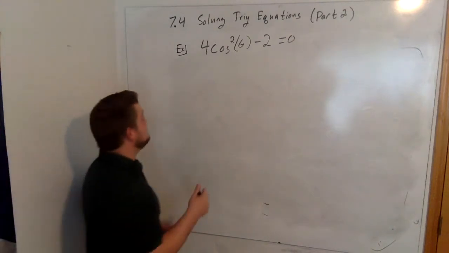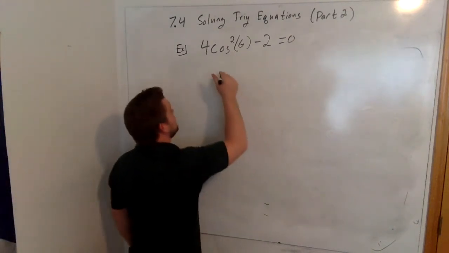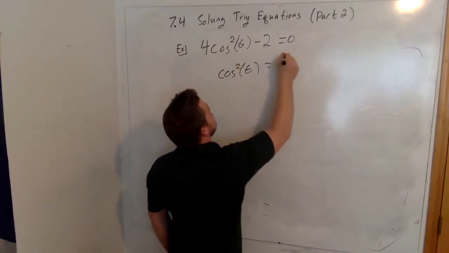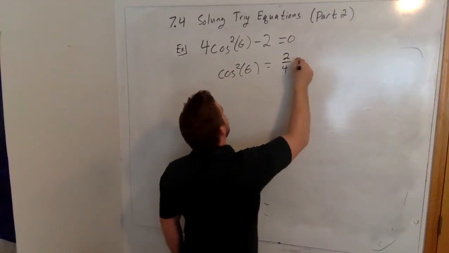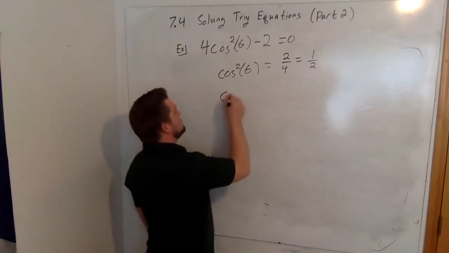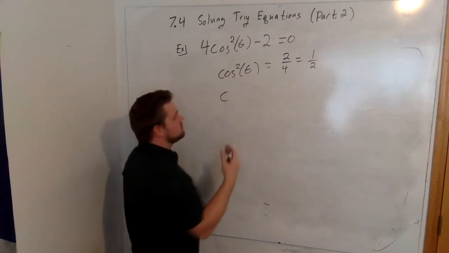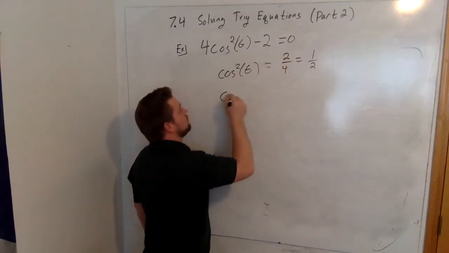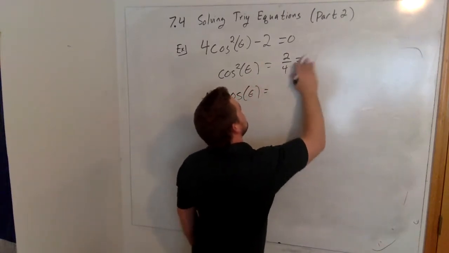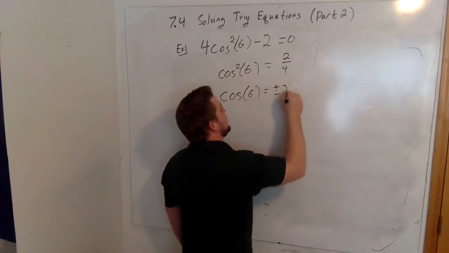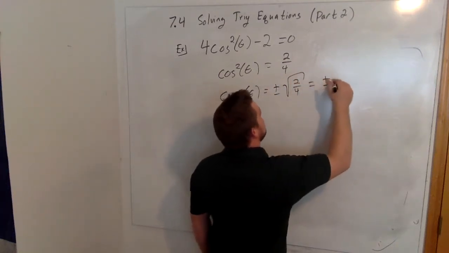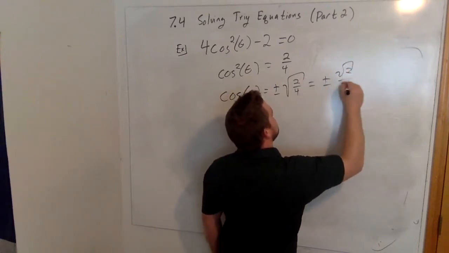Okay, let's do it. So let's first isolate cosine squared. We'll have that cosine squared of theta will be equal to 2/4, which is the same thing as 1/2. We could take the square root of both sides. For this specific problem, it might be nice to leave it as 2/4. So maybe we'll do that. We take the plus or minus square root of 2/4, which is the same thing as plus or minus, what? Root 2 all over 2.